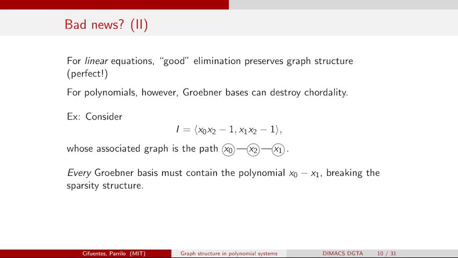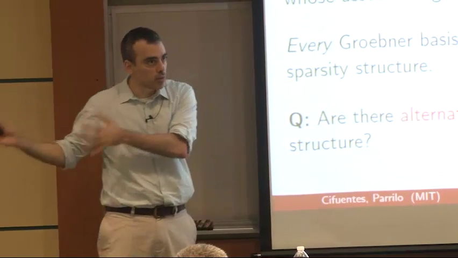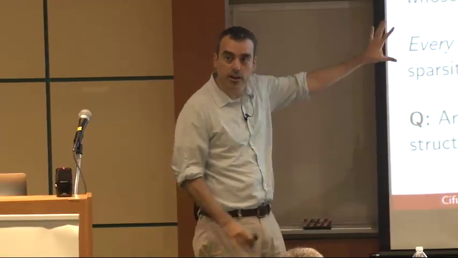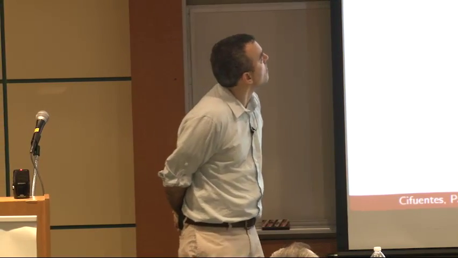And the problem is that even if you input a perfectly sparse graph, and I'll show you some examples later, you may end up with a horrible mess where every variable is talking to every other variable. So a natural question is whether there are alternative descriptions, alternative notions of solving something like this that will play nicely with the graphical structure. And these two problems, in a sense, are coupled. We're going to try to understand what went wrong in the example before, what's going wrong here, and what are possible ways of solving this.